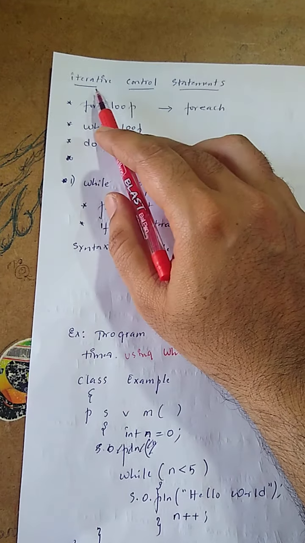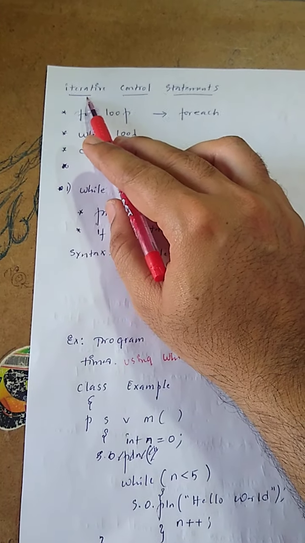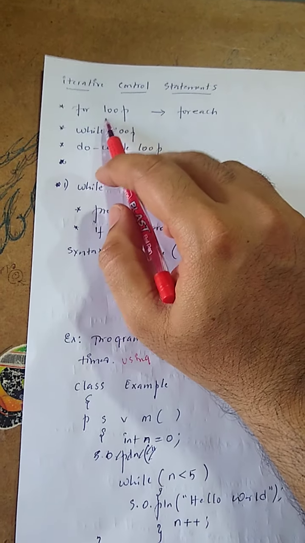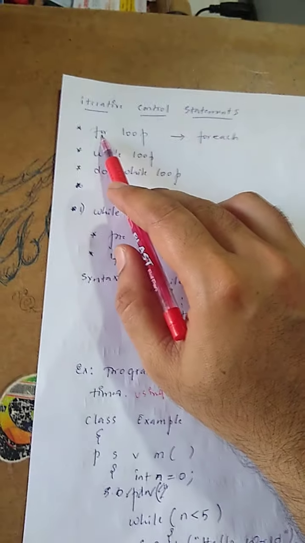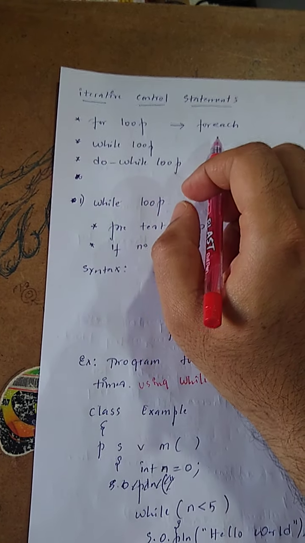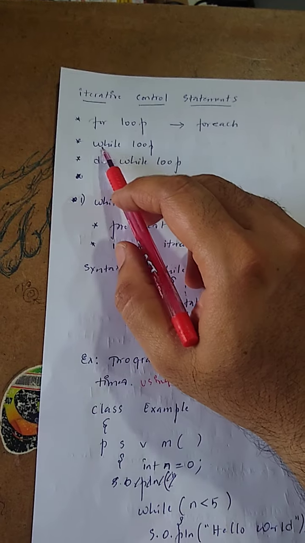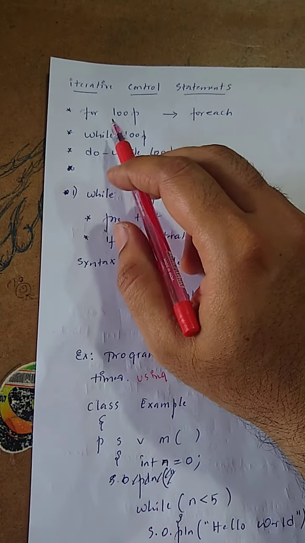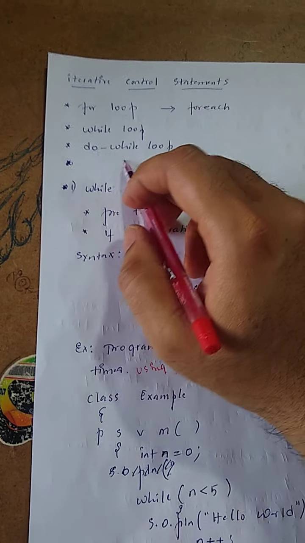So hi everyone, in this video I'm going to explain the next control statement, that is the iterative control statement. In the iterative control statement we have three types. The first one is the for loop. For the for loop we have one more variation that is called for each. And then the while loop and the do while loop. I think you are familiar with these three: for loop, while loop, as well as do while loop.